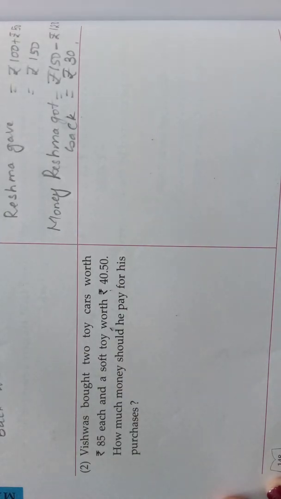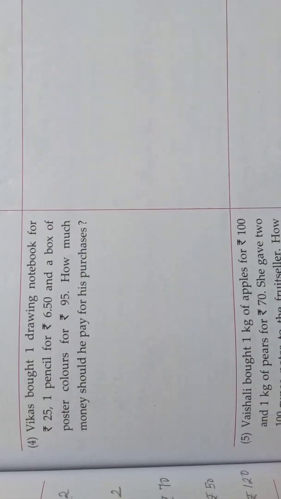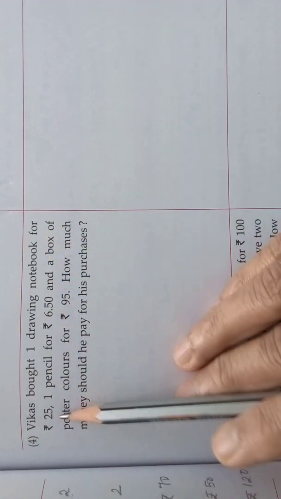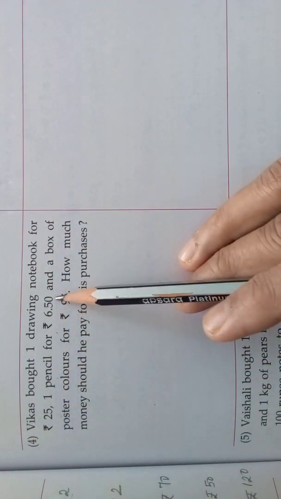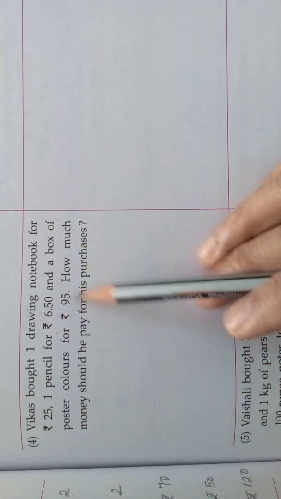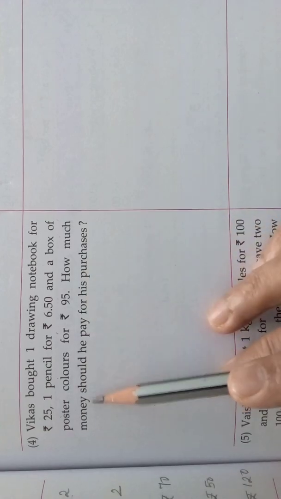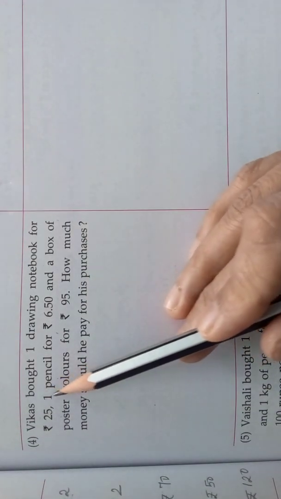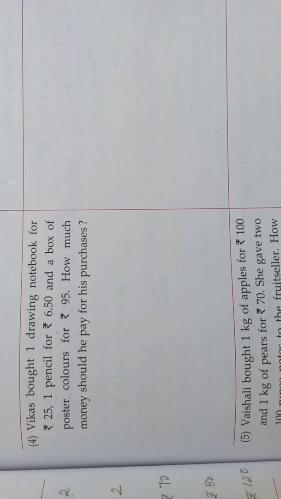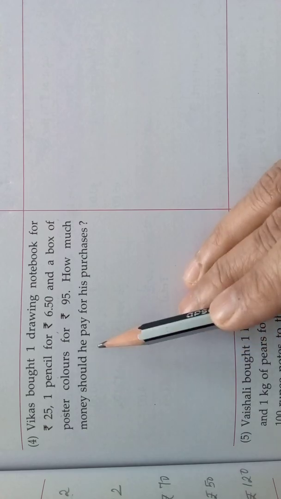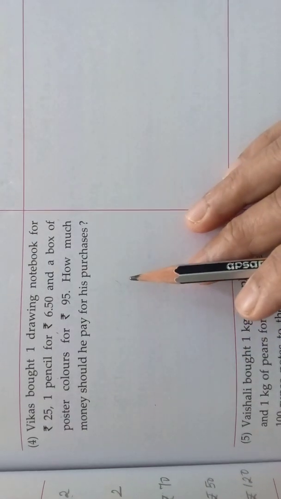Come children, I will do the fourth sum. Okay. What's the sum? First you should read the sum. Vikash bought one drawing notebook for 25 rupees, one pencil for 6 rupees 50 paise and a box of poster color for 95 rupees. How much money should he pay for his purchases? It's very simple. Just you add all the money. Okay. And that is the money that he paid for his purchases.